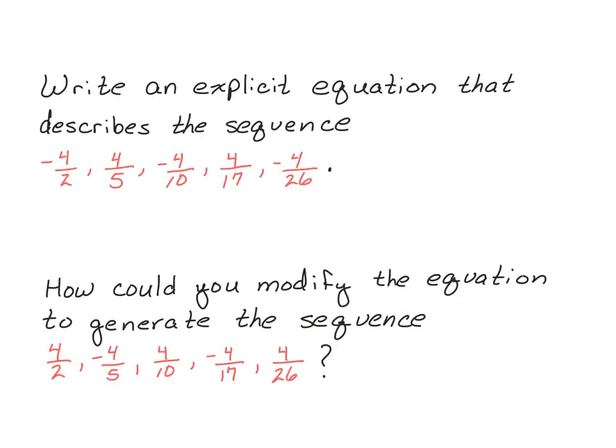All right, so the next question: write an explicit equation that describes this sequence. So writing an explicit equation, we're going to have a sub n equals. Now the numerator, if you'll notice, there is only a 4 in there, so we are going to treat the numerators and the denominators separately. So the numerator always has a 4, so we can just put a 4 in that numerator. I'm going to ignore the negative signs for a minute and just concentrate on the numbers.